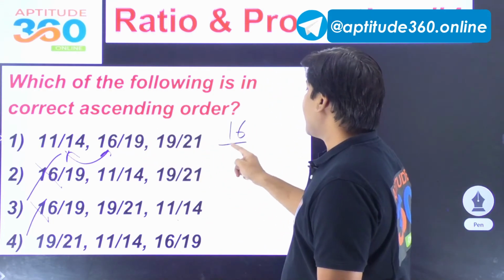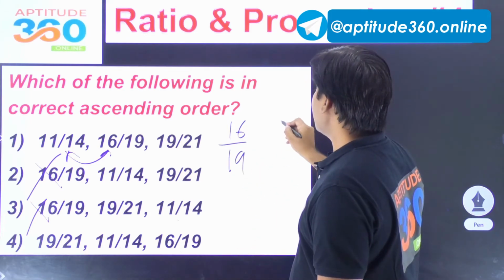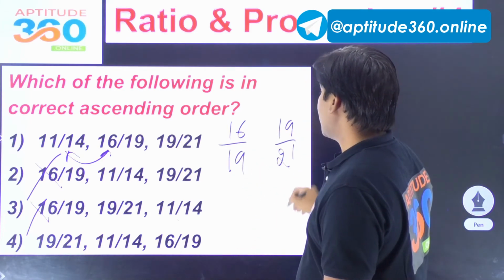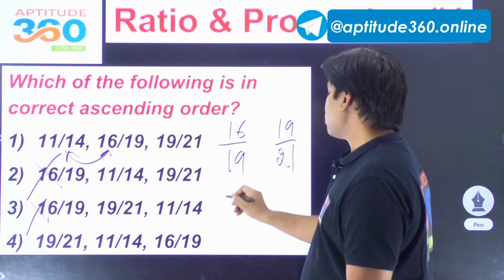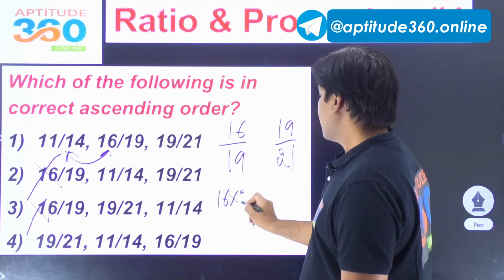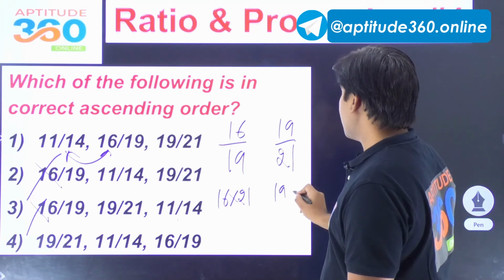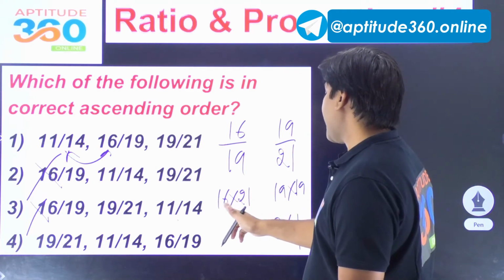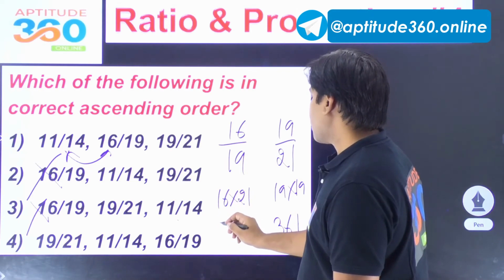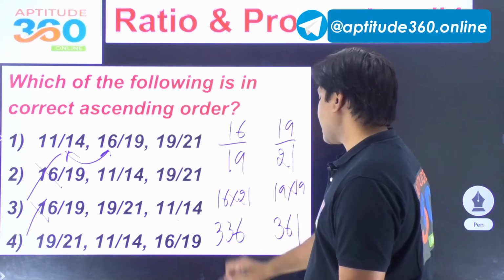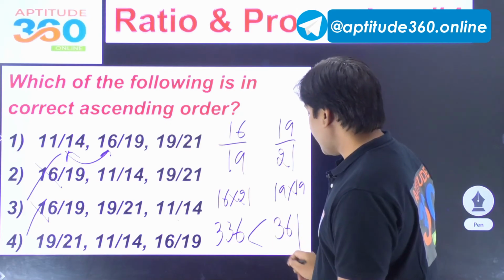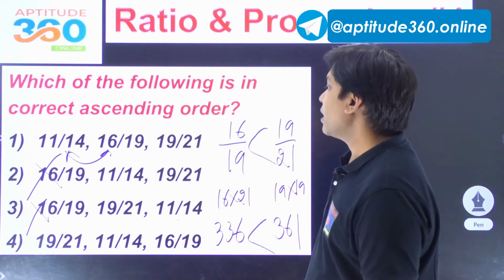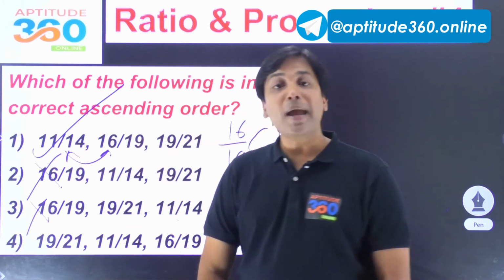Now 16/19 and 19/21. What you can do is cross multiply: 16 into 21, and this value is 19 into 19. So 19 into 19 is 361, that you know. And 16 into 21 is 336, so this is 336 and this is 361. The larger value shows which fraction is bigger, so the first fraction is correct.